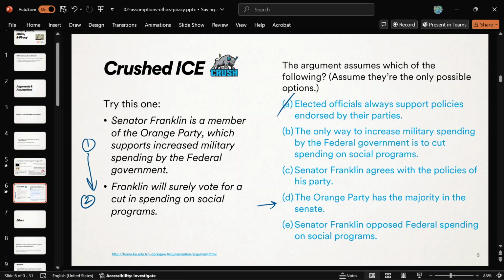Doesn't say anything about Senate? Oh, that's true. That's true. But maybe that could be background information. Maybe assume that was true. Would the argument make sense then?